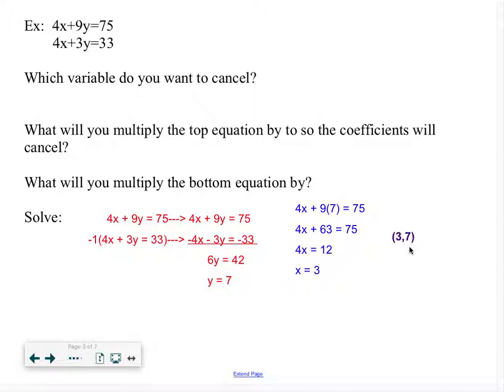You can check this as well. You can put it into Desmos, or you can plug them into each equation. Remember to do it to both to make sure it works for both.